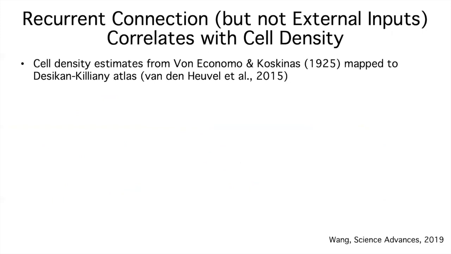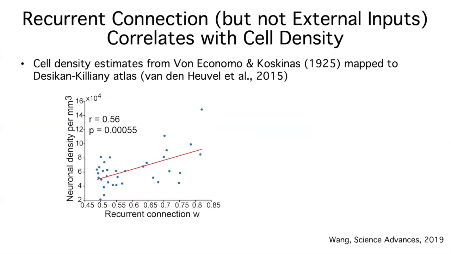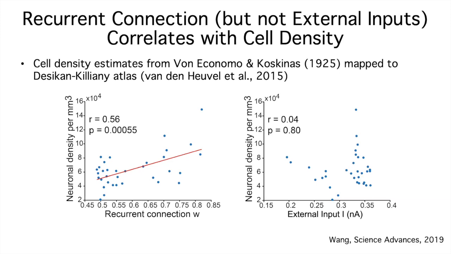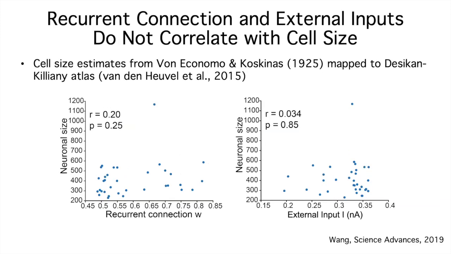Finally, we obtain cellular density estimates from Martijn van den Heuvel. We find that the recurrent connection strength is correlated with neuronal cell density, but there's no relationship with the external input currents. And we repeat the analysis with the cell size estimates, and there's no correlation with recurrent connection strength or the external inputs.